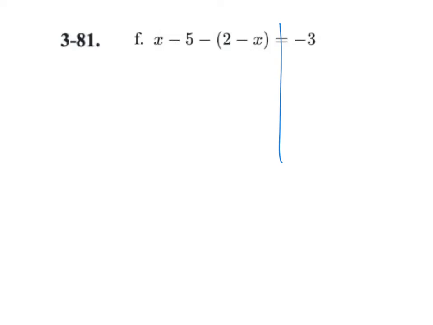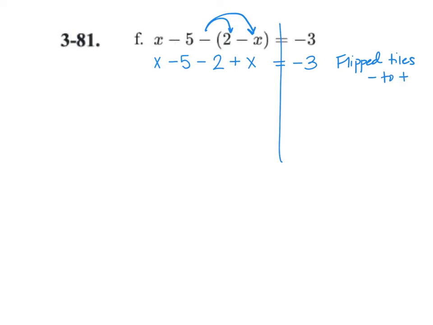So the first thing that I'm going to do is remove these tiles from the negative region and flip them to the positive region. So that would leave me with an x and 5 negative tiles still in the positive region. Then when I flip these tiles from the negative region to the positive region, now I would have 2 negative tiles in the positive region and a positive x in the positive region. And on the right hand side I still have 3 negative tiles. So here I flipped my tiles from negative to positive.